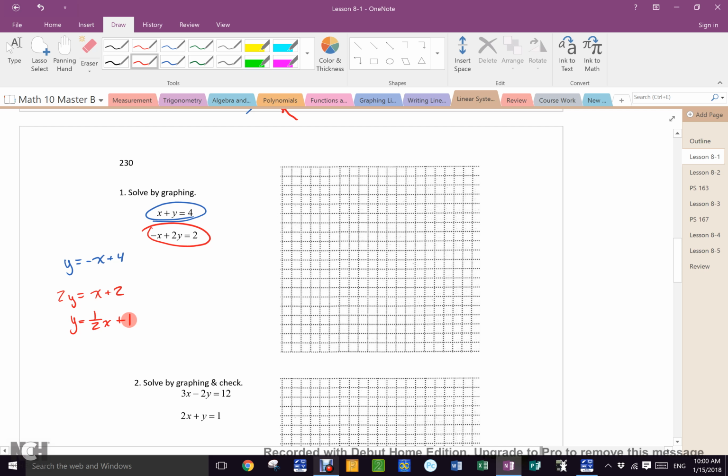Is everybody good? Do I have to worry about scales? No, because everything's nice. My intercepts are good. Everything's cool, right? So I'm going to come over here and I'm going to graph them.